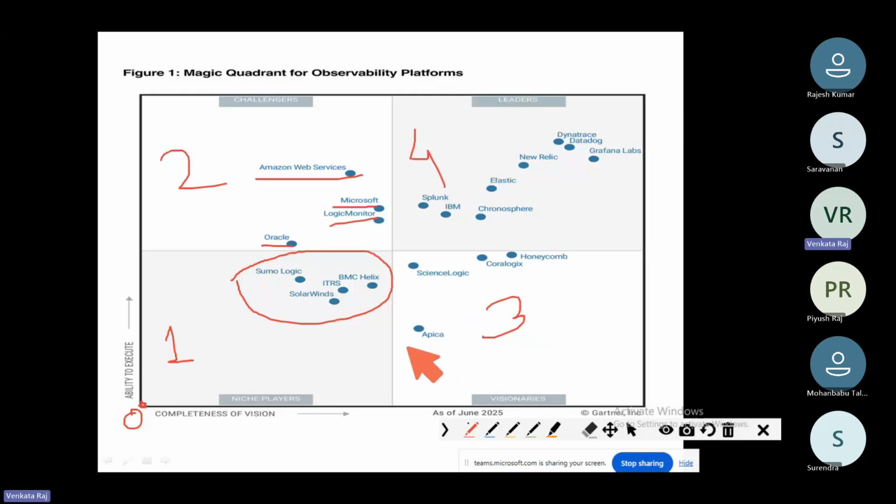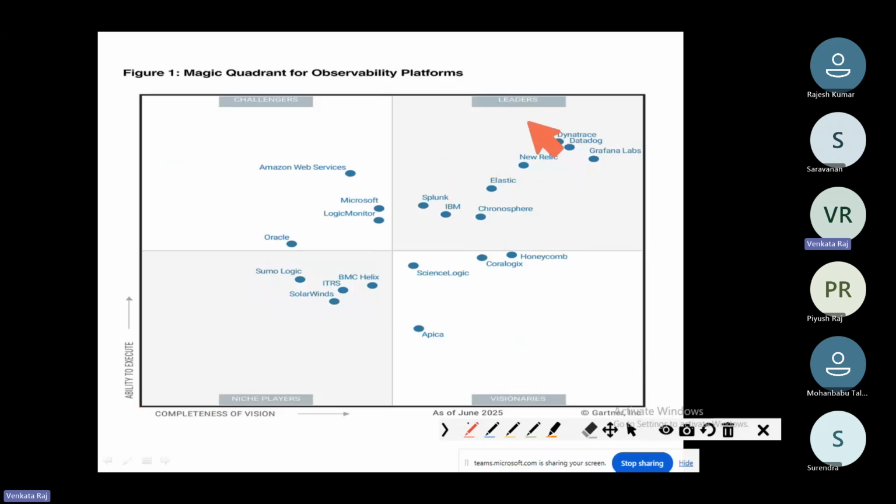Then Epica, Science Logic, Honeycomb: the vision is complete, but the ability to execute is low. So they are called visionaries. Visionary, okay. And then you see, guys, in the 4th quadrant, we have the market leaders. And here you will be able to see some of the good monitoring tools or APM tools. Splunk, IBM, Elastic, right? New Relic, Grafana Labs.